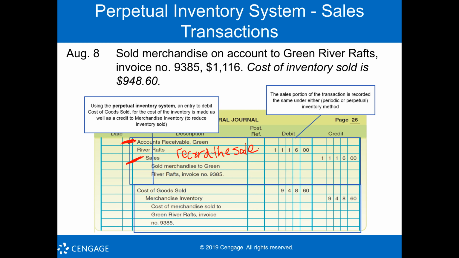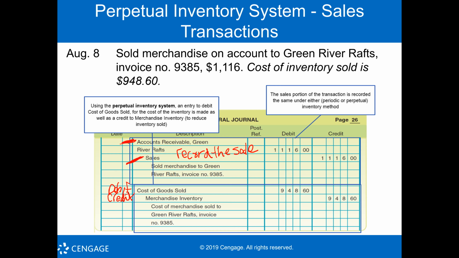But then we also have to record the fact that our merchandise inventory is reduced because we just sold some of it. We just sold $1,116 worth of merchandise, so we have to reduce our merchandise inventory. Remember, merchandise inventory is an asset account, so we reduce it by crediting it. To record the cost of goods sold, we're debiting cost of goods sold and crediting merchandise inventory.